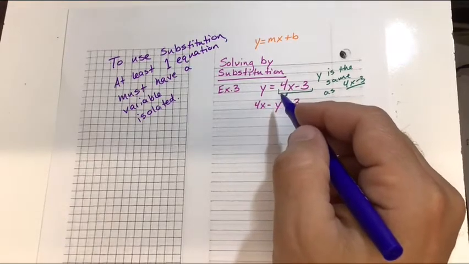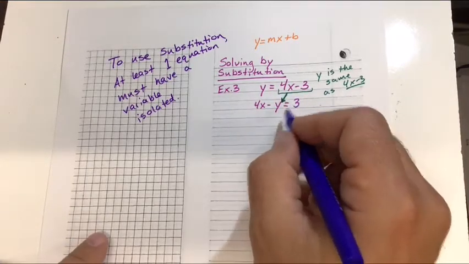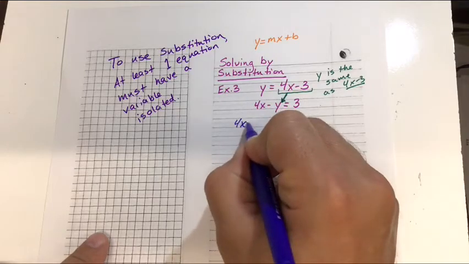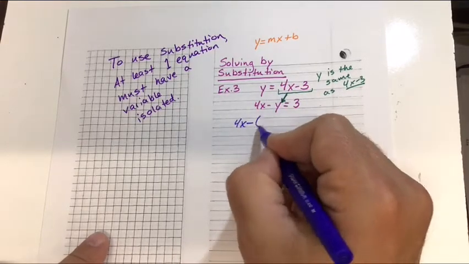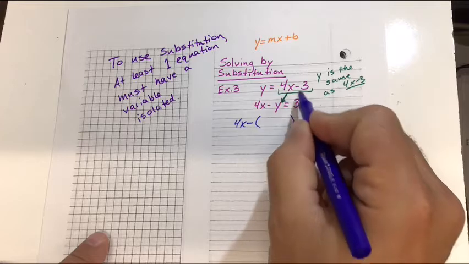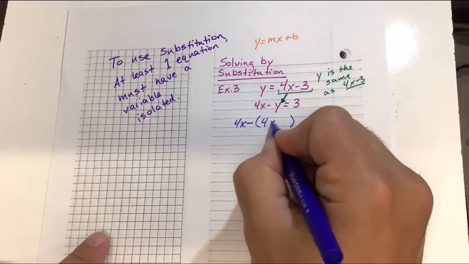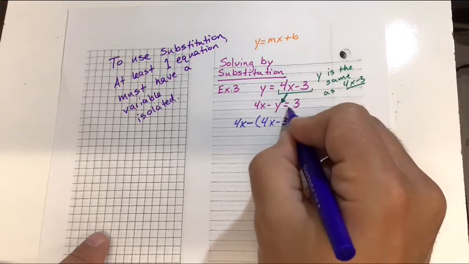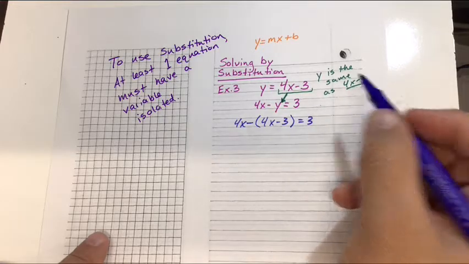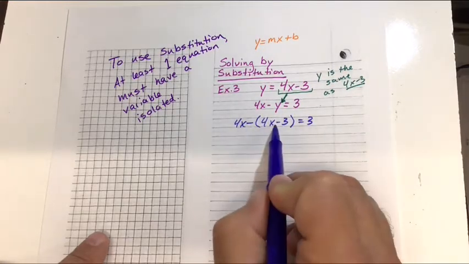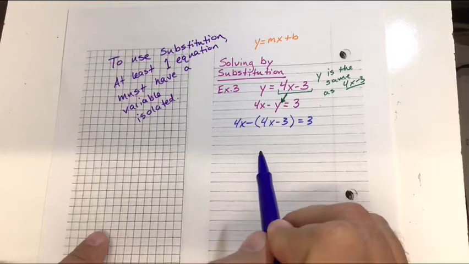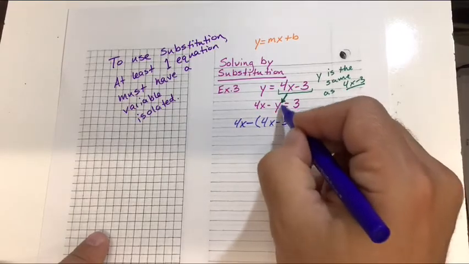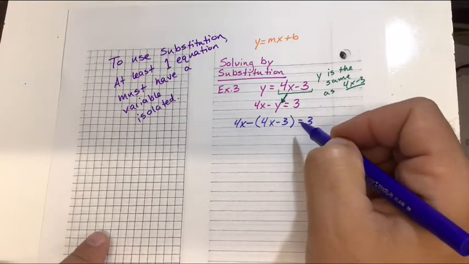Okay? So I'm going to take this bottom equation and rewrite it, 4x minus y, but instead of minus y, I'm going to replace y with this equivalent expression, 4x minus 3. And then I'm going to finish my equals 3 here. So all I've done is rewrite my equation with an equivalent value for y. This parentheses is where y used to be. And then we're going to solve this.